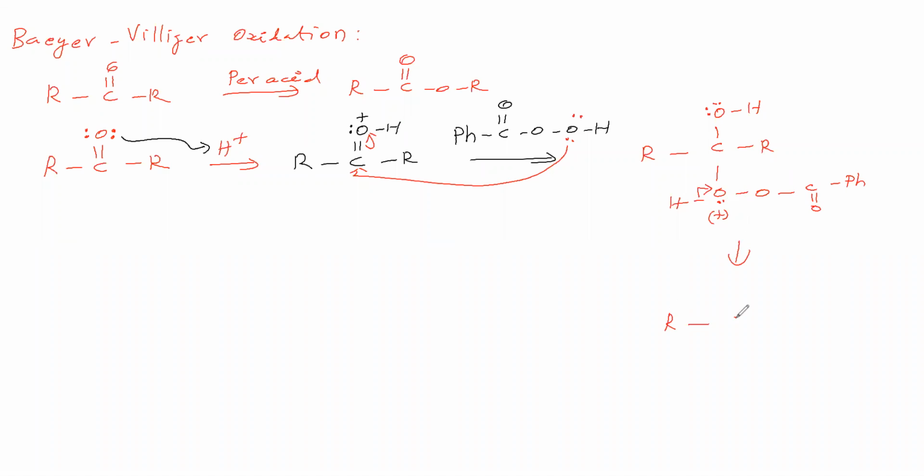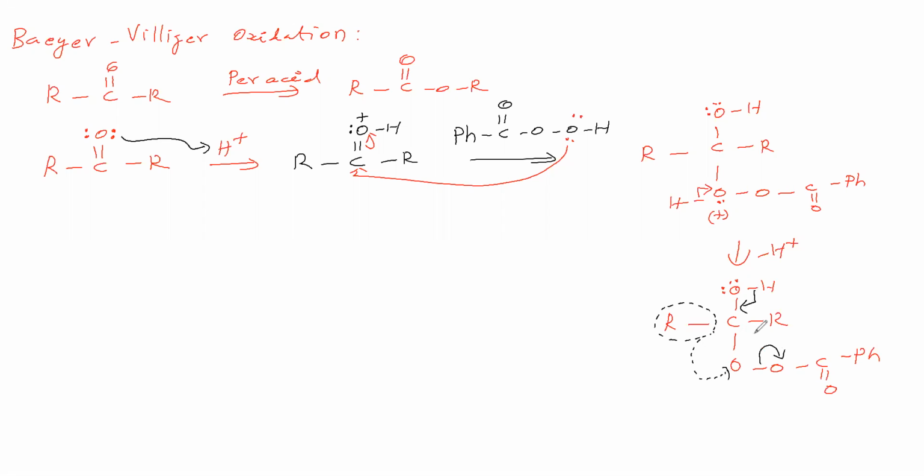Therefore, we will get R-C-R, here OH, here two lone pairs will be given, here O, here O, CO, Ph, like this. H+ is removed. What is the next step? We'll see. Next, this bond is migrating here. When that bond is migrating, this R is migrating to this place, then this bond is migrating like this.